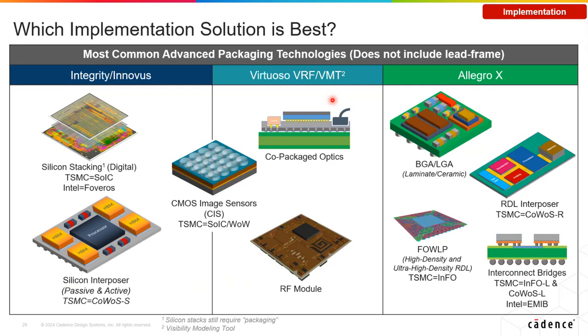Then which implementation solution is best? It depends on your idea, your application and your product type. For digital, we recommend Innovus, and for the silicon interposer, Innovus or Virtuoso. For RDL-based design and fan-out wafer-level design, we recommend Allegro X. For custom IC or analog IC, we recommend Virtuoso. All of these digital, analog, RF and substrate design tools can be managed in one single cockpit tool, Integrity 3D-IC.